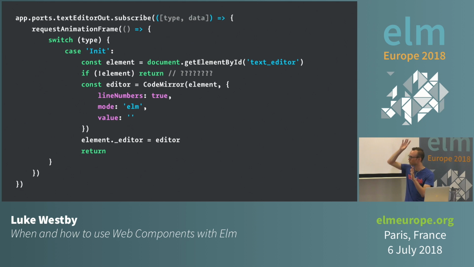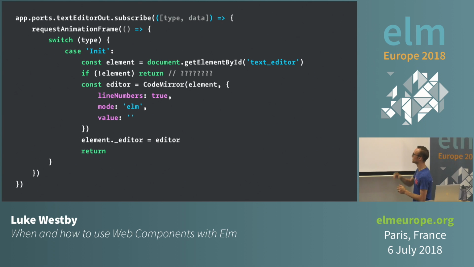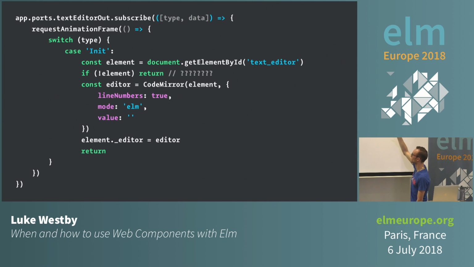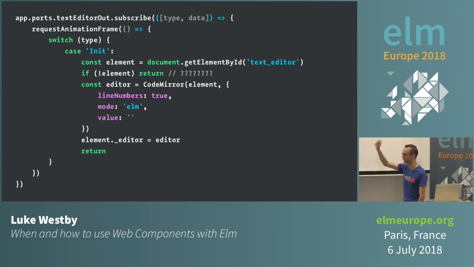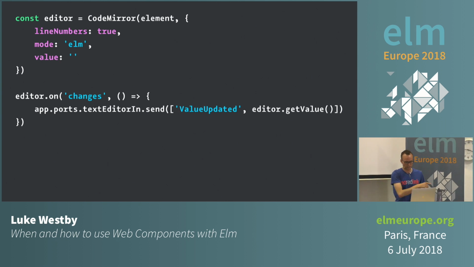So we subscribe, and we get the type, and we do request animation frame, so we can wait till the Elm virtual DOM is finished rendering, and then we init, and then we look up the element, and hopefully it's there. Who knows what we do if it's not? I certainly don't. Then we make the editor, assuming the element is there, and then we attach the editor to the element so we don't have to remake it every time. And then we listen for changes on the editor. We send those back in through the port.